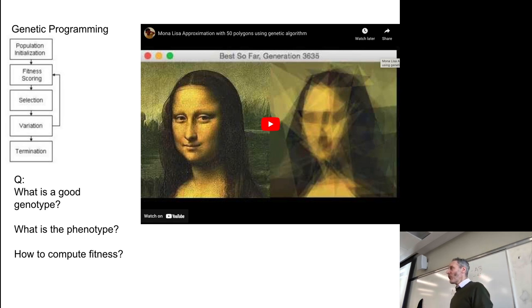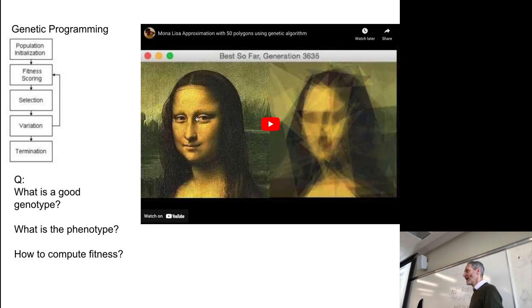Okay. One other observation from this is in a relatively short period of time, you get a pretty good approximation of the Mona Lisa. If you take that tree, which encodes all those polygons that approximates the Mona Lisa, and you apply a compression algorithm to it, you take that same compression algorithm and apply it to this, what do you think happens?